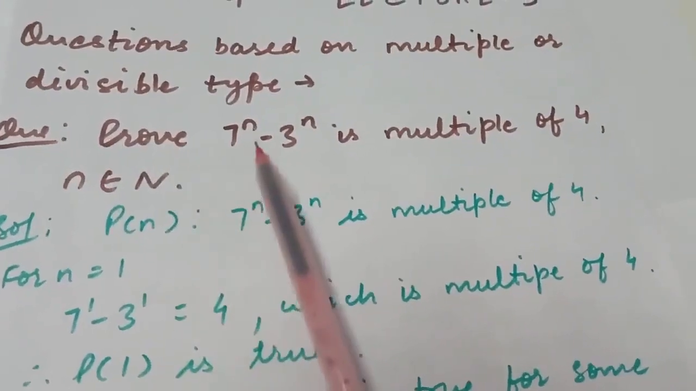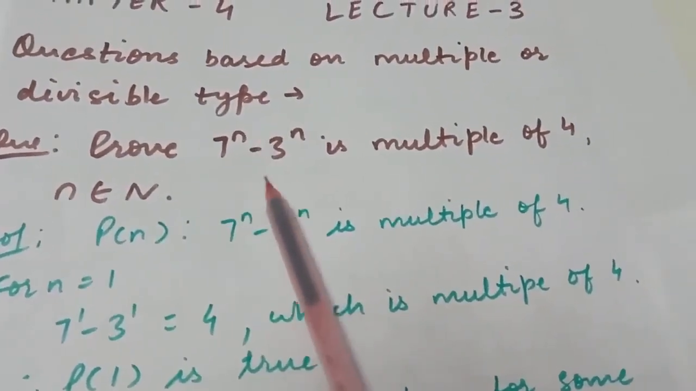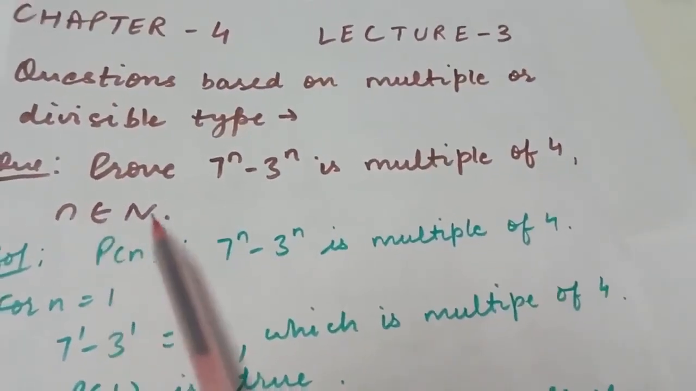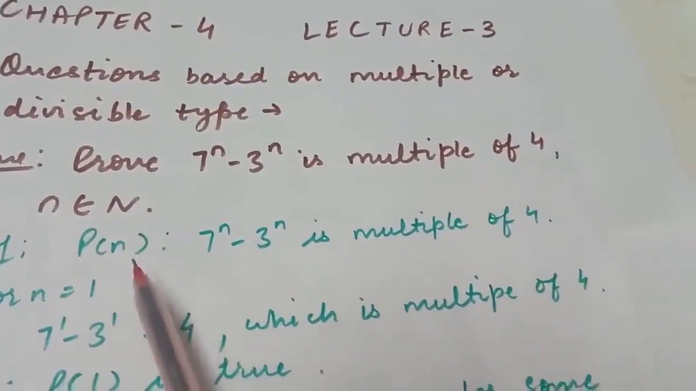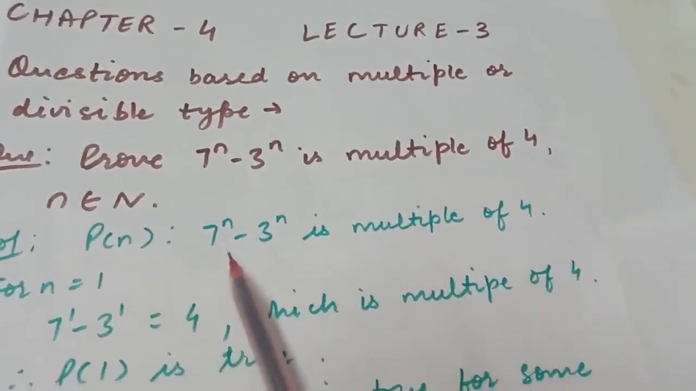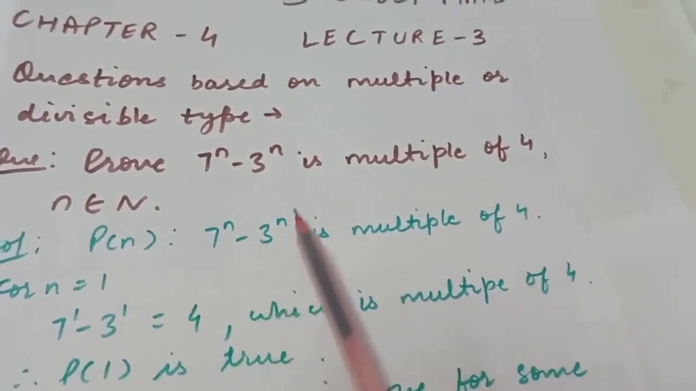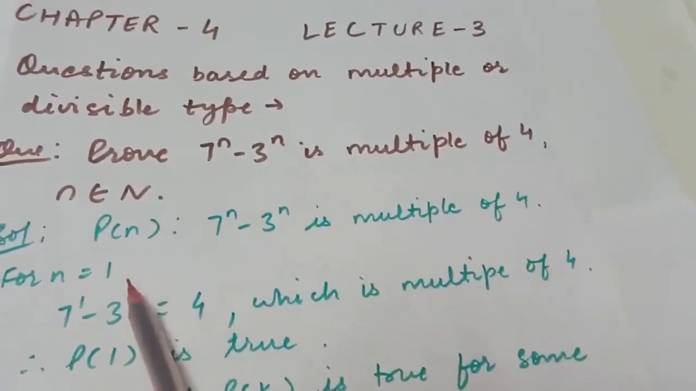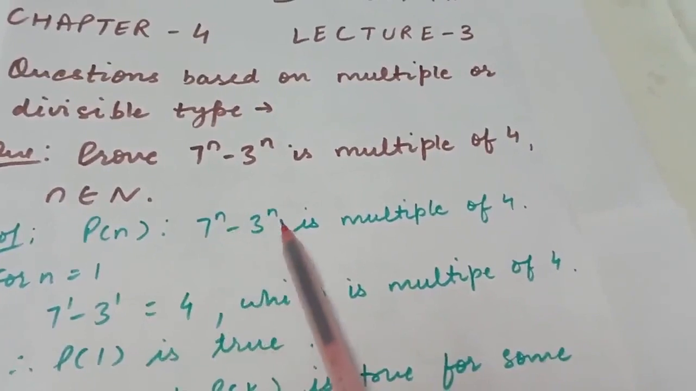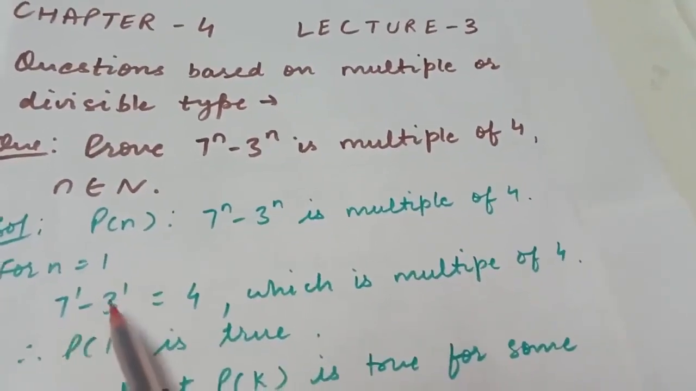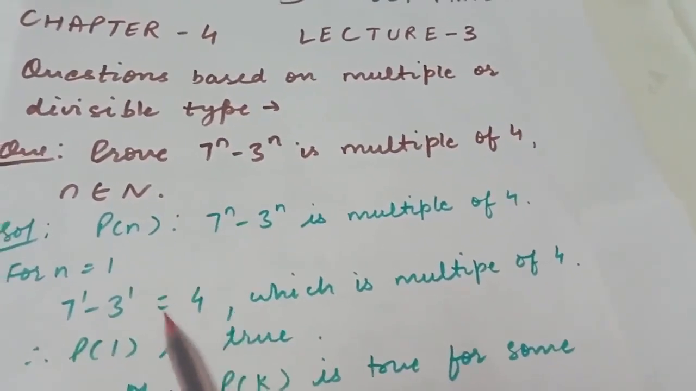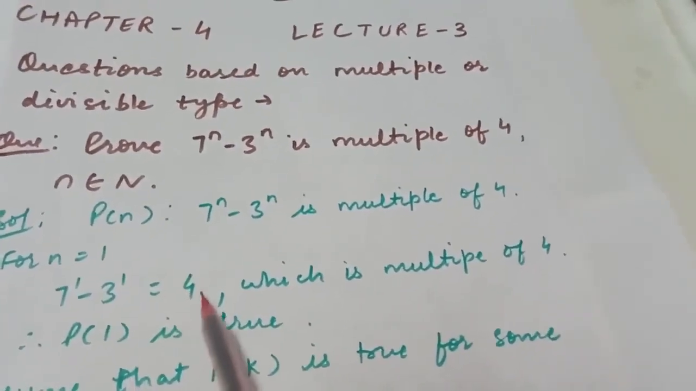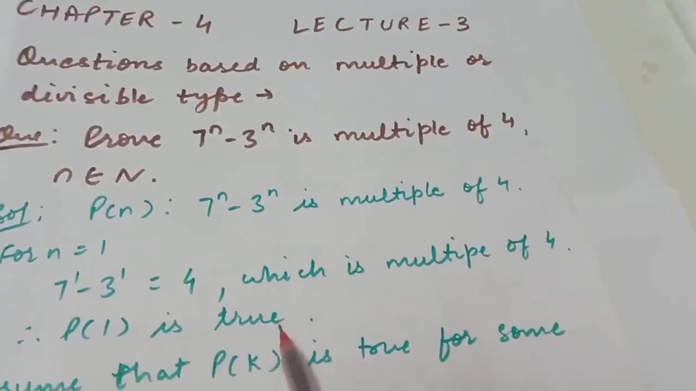The question is: prove that 7 raised to the power n minus 3 raised to the power n is a multiple of 4, where n belongs to the natural numbers. So let the statement be Pn, that 7 raised to the power n minus 3 raised to the power n is a multiple of 4. Now for n equal to 1, in place of n put 1, which will be 7 minus 3, 4, and we can see 4 is a multiple of 4, right? 4 into 1 is 4, so 4 is a multiple of 4, therefore P1 is true.